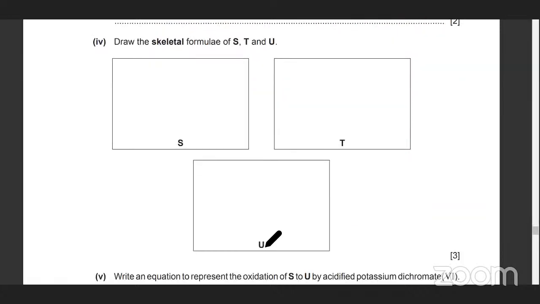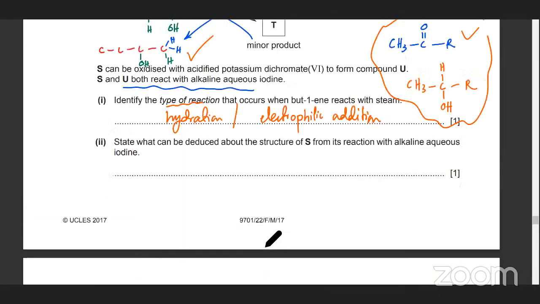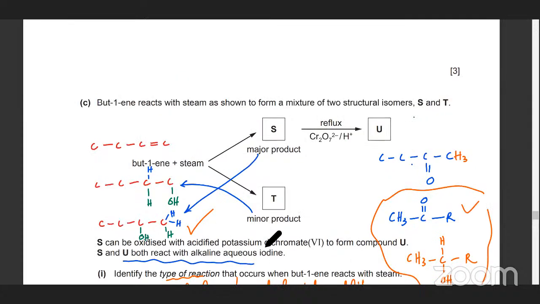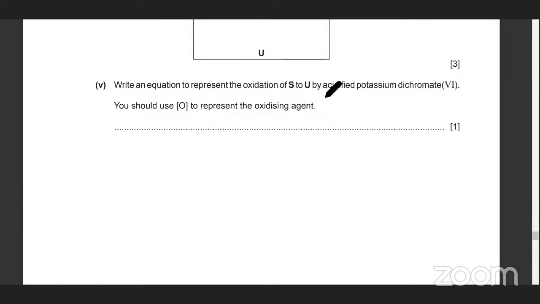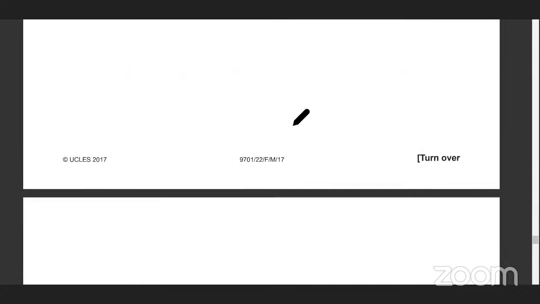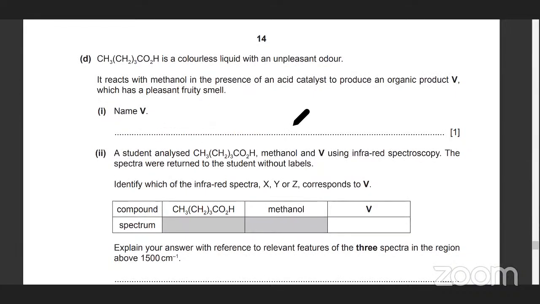So we have to draw the skeletal formula of S, T, and U, so we can do that over there. This is 4 carbon atoms, so that's 1, 2, 3, and 4, and there's a ketone on the second one. That's your carbocation. We can draw the rest as well. This is 4 carbon atoms with the OH on the second one. So write an equation to represent the oxidation of S. You can do that.